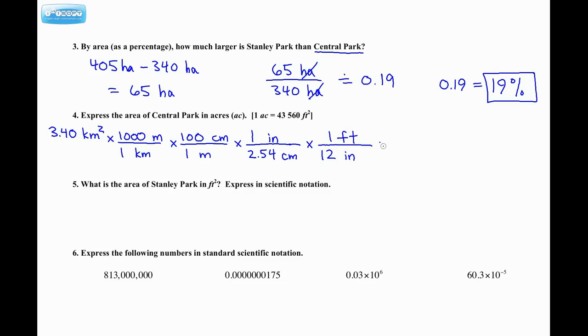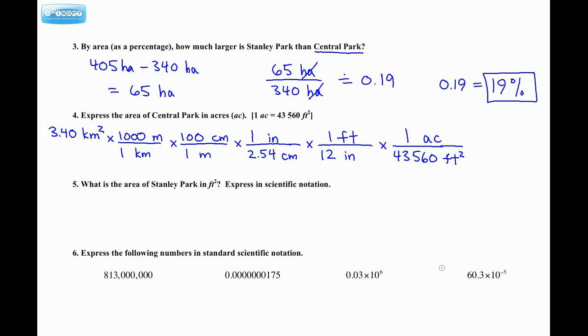So now I can go to acres. I just have to be careful here, because before I actually work this out, I have to square all of these feet. This is 43,560. Remember, this number is already in square feet, so these are already squared. I'm not going to square this. I don't want to do that. And that's 1 acre.